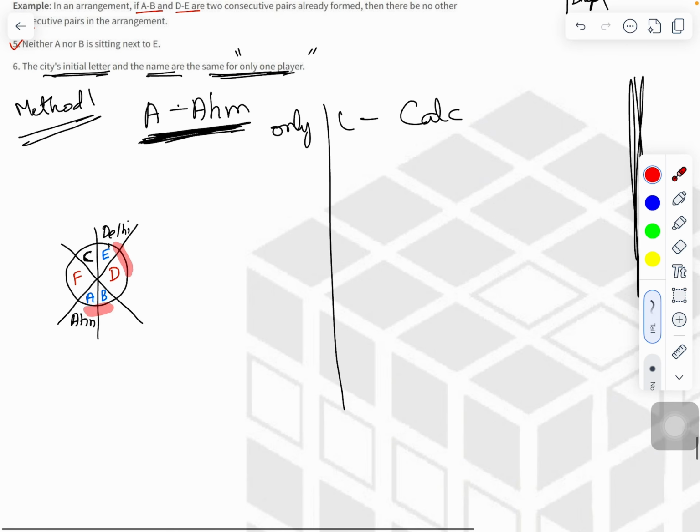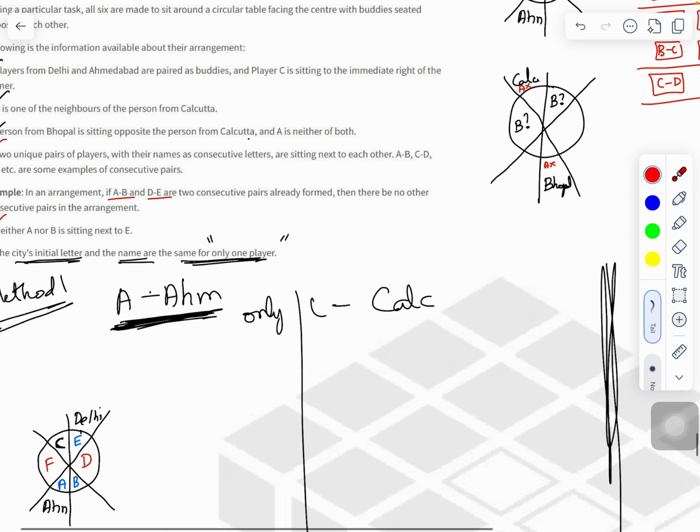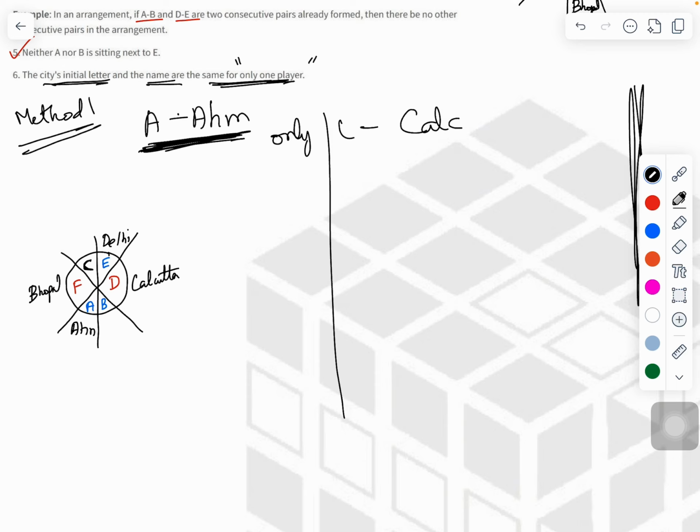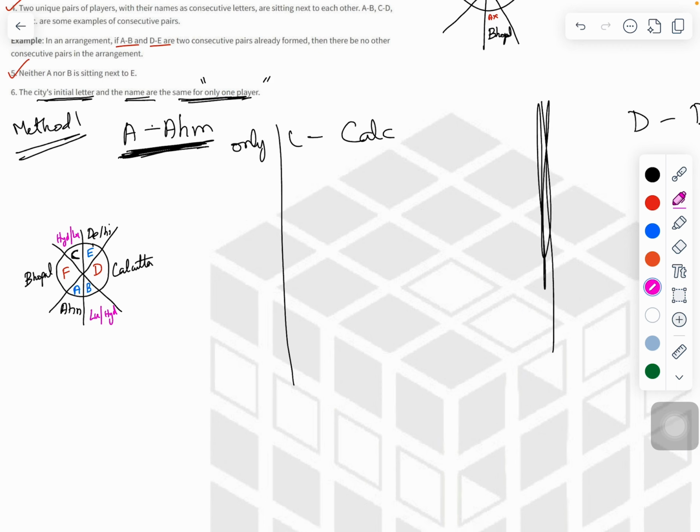Now we are yet to place Bhopal and Calcutta. Adjacent to B is Calcutta. So adjacent to B, can Calcutta come here? No, because Ahmedabad is already there. So adjacent to B is Calcutta means this is the only place you can have Calcutta. Opposite to Calcutta is Bhopal. Now what about Lucknow and Hyderabad? We have no idea. So Lucknow and Hyderabad can come either Lucknow here, Hyderabad here, or Lucknow here and Hyderabad here. So far within this itself we have two possible cases.